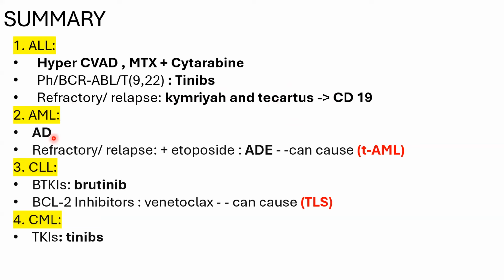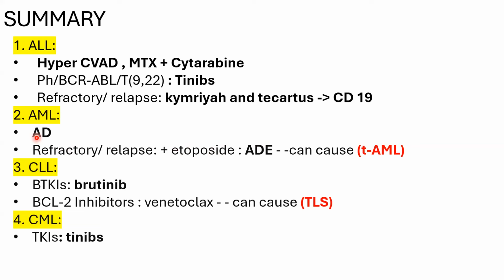For AML, really easy, AD or ADE. If it's relapsing, we add the etoposide. And remember, what does etoposide cause? Secondary AML or secondary leukemia. Really important, please remember this. Etoposide can lead to secondary leukemia.